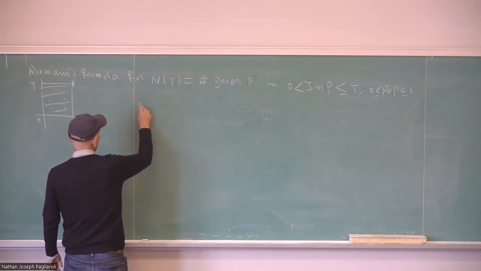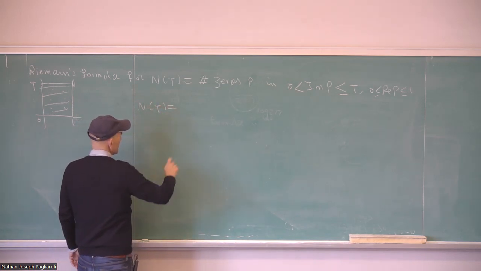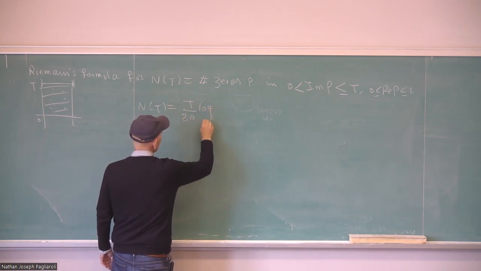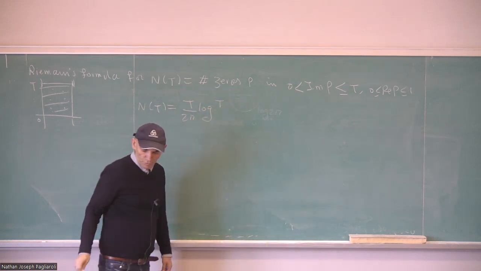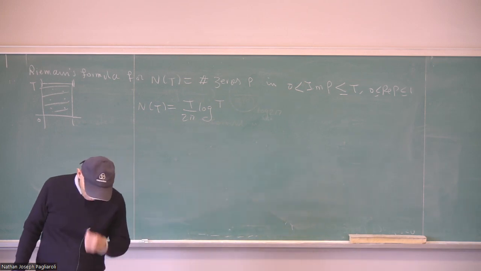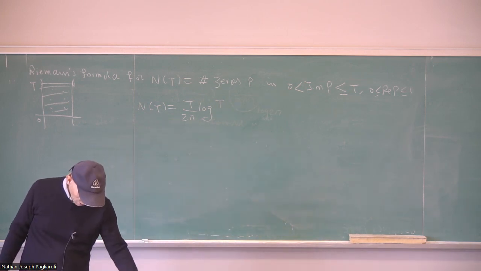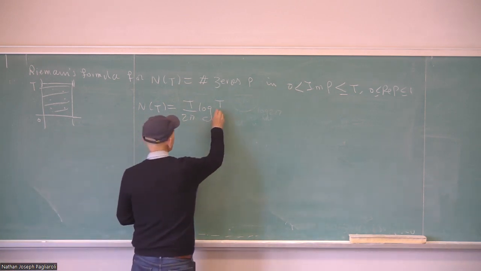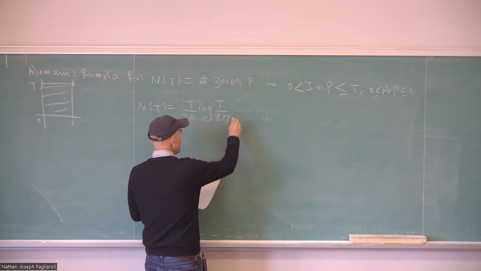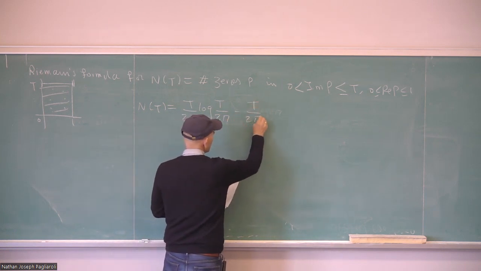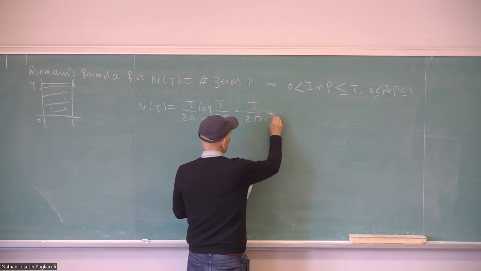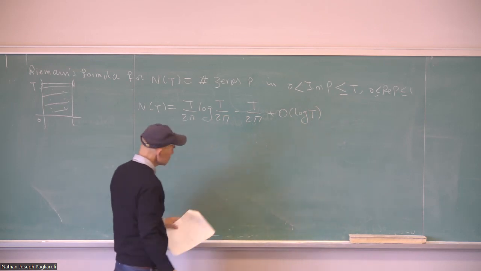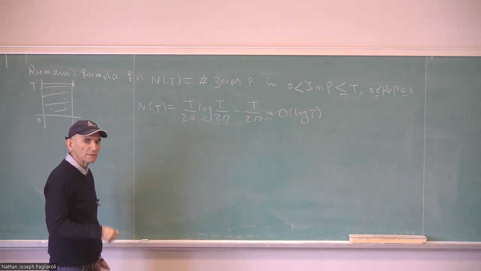So Riemann's formula is that N(T) is equal to T over 2 pi, I believe, times log of T. Is it over 2 pi or just T over pi? Oh, it's 2 pi. Yeah, it's all the way 2 pi. So T over 2 pi log T over 2 pi, then minus T over 2 pi, plus O of log T, as T goes to infinity.